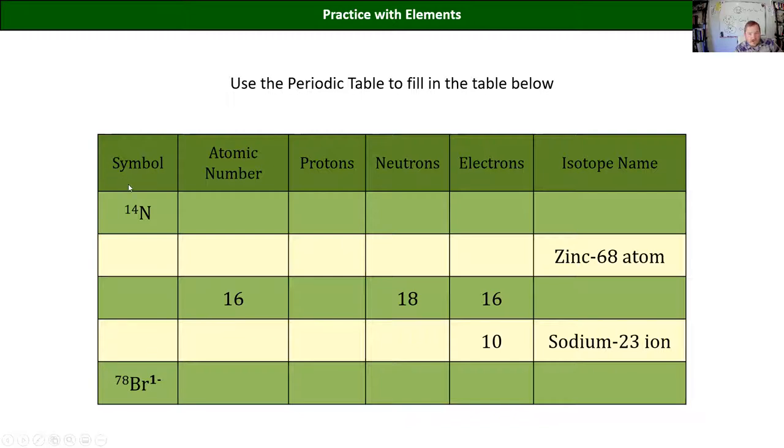If we have a periodic table, we can fill in this entire chart, where if we know the symbol, including the mass number and the charge, which is written in the top right, and if nothing's written there, you can assume the charge is 0, then we can fill in the number of protons, neutrons, electrons, and what the isotope name is. So I'm going to give you guys a few minutes to try and fill some of these in, and then I will fill them in as well.